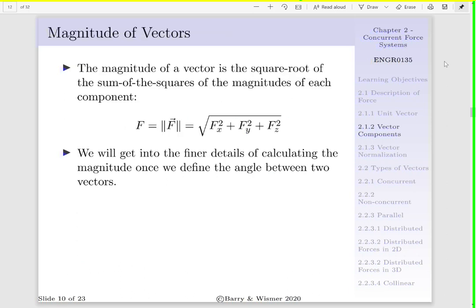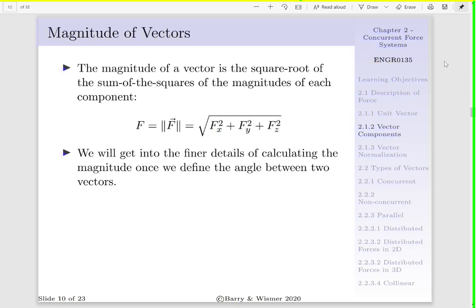Now, calculating the magnitude of a vector is rather easy. To take the magnitude of the vector, we'll denote it as f, in italic, which means there is no directionality associated. F is going to be equal to the magnitude of our vector f. And this is equal to the square root of the sum of our squares. That is, we'd have the square root of f sub x squared plus f sub y squared plus f sub z squared.